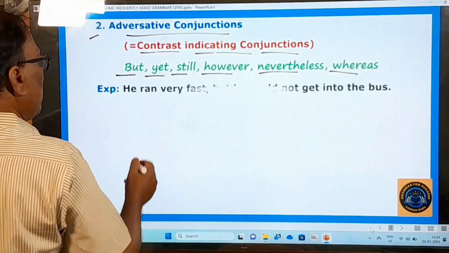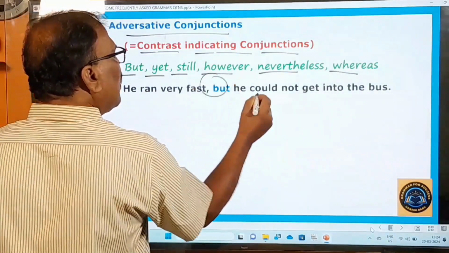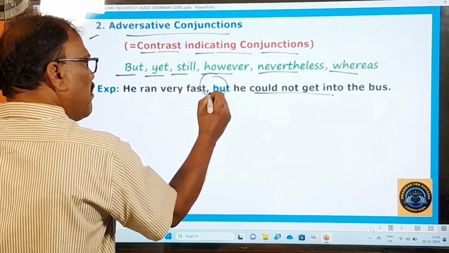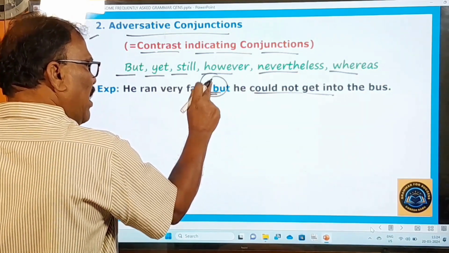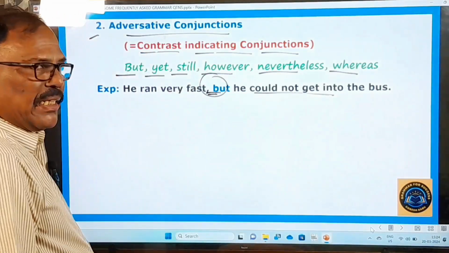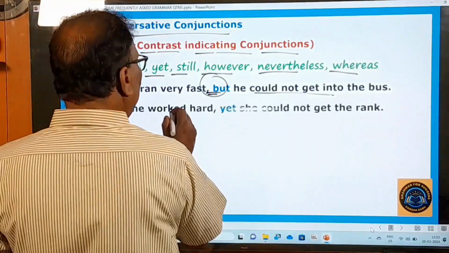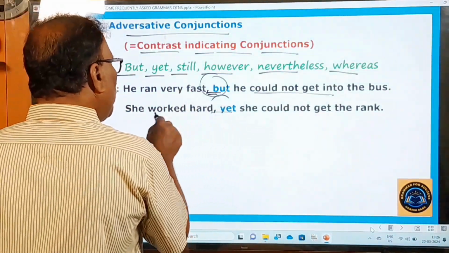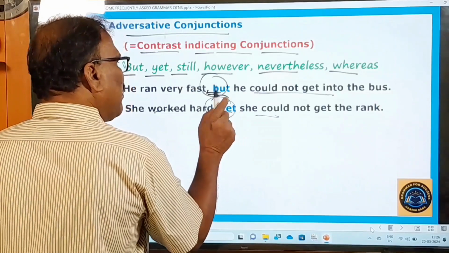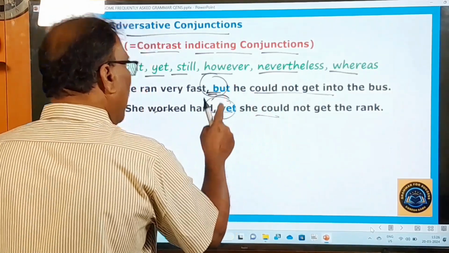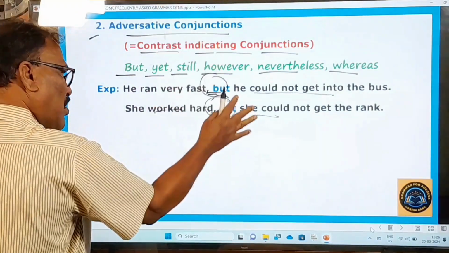And I'll give you some examples. He ran very fast, but he could not get into the bus. So these two statements are combined by this but, okay, and but is a coordinating conjunction, and therefore that is a compound sentence. She worked hard, yet she could not get the rank. Here these two statements are combined by the conjunction yet. Yet is basically a coordinating conjunction, and it is an adversative conjunction also, right?